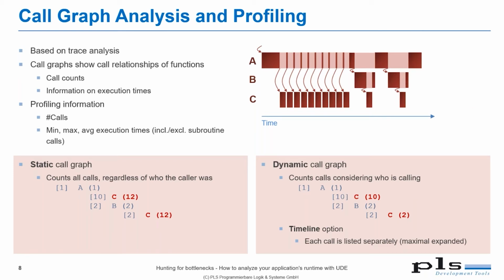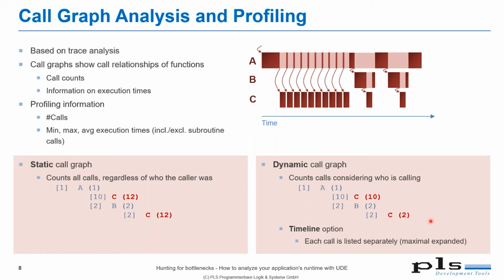So in the static call graph, you only see the total number of calls for C, which is 12. In the dynamic call graph, we have differentiated between the callers of C. So if we call C directly from A, then we have a count of 10 calls here in the round bracket. And if we call C from B, then we have 2 calls, seen here in the round bracket.